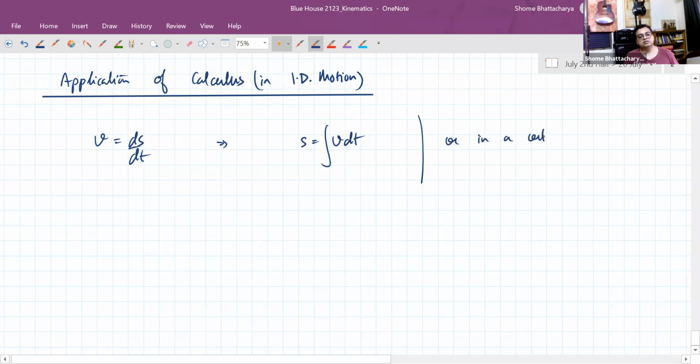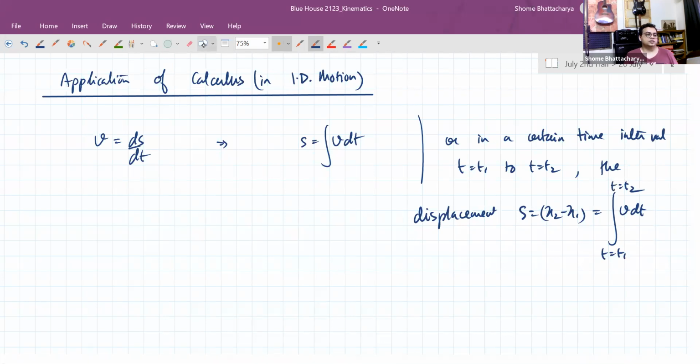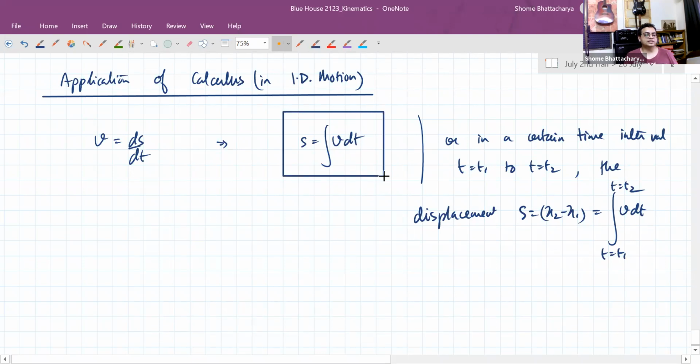Or in a certain time interval, let's say t equal to t1 to t equal to t2, the displacement, which will be the change in the x coordinate, will be equal to the integration of velocity with respect to time, from t equal to t1 to t equal to t2. So this becomes like a reversal of this definition. If v is rate of change of s, that means s has to be integration of v with respect to time.